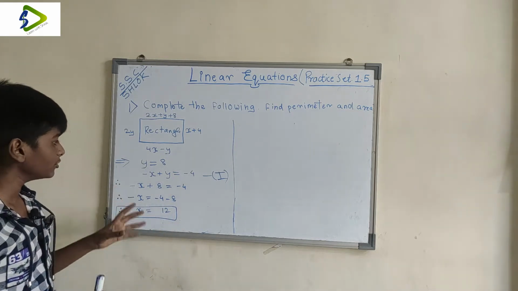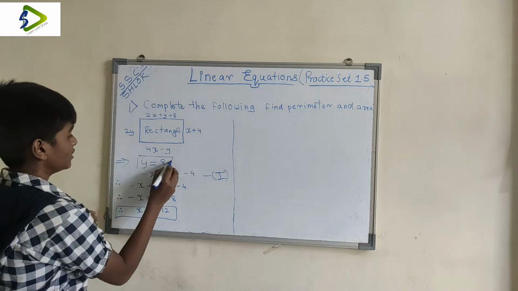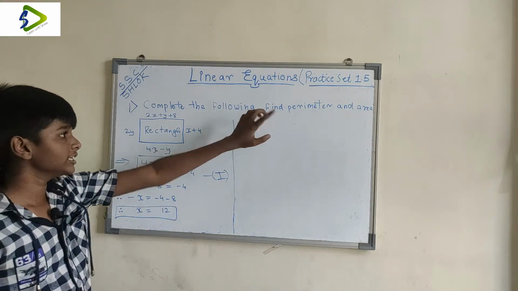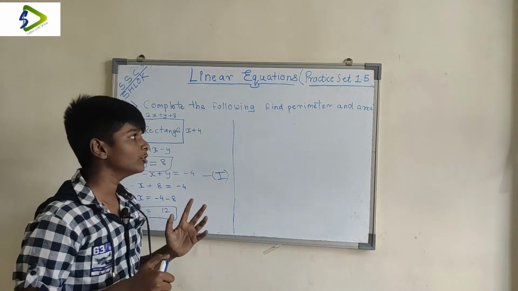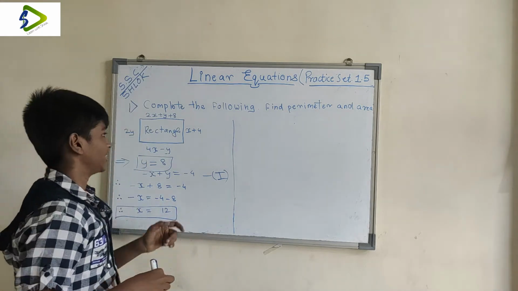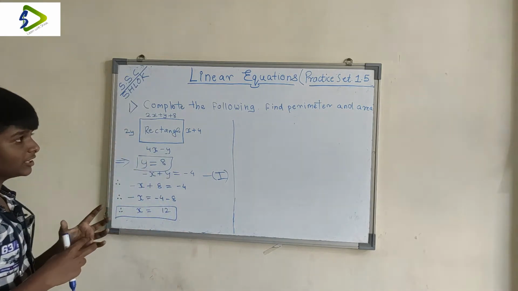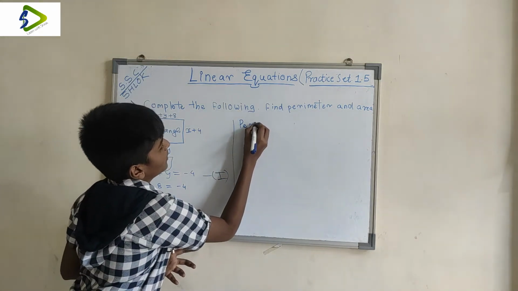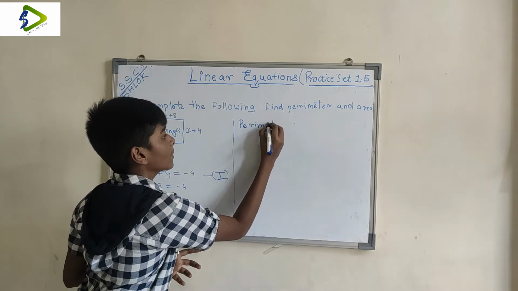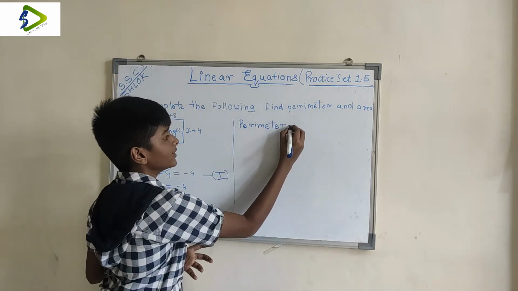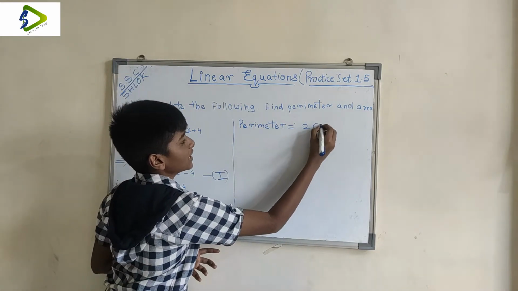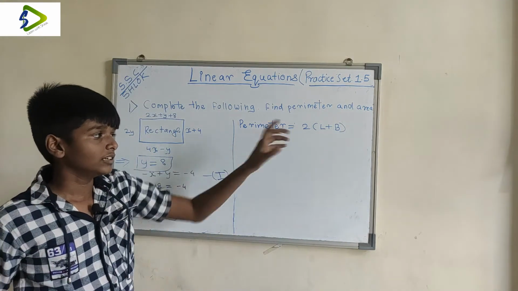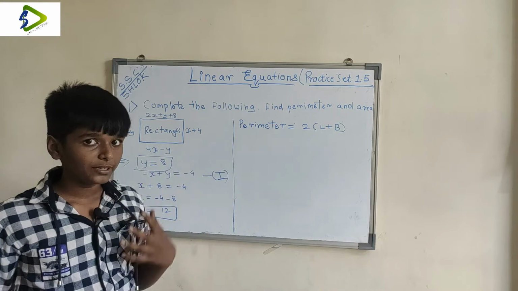Now we don't have to just write x and y's value. We also have to solve even further. They didn't tell us to find the value of x and y. They told us to find the perimeter and area. So what is the perimeter of a rectangle? So okay, let's write perimeter. What is the formula for a perimeter? 2 times L plus B. What do I mean by L? Length, and by B we mean breadth.